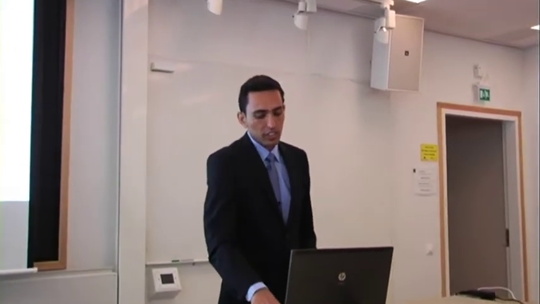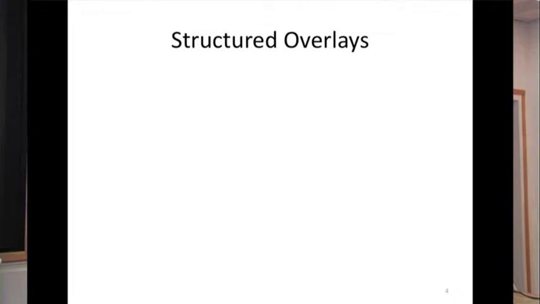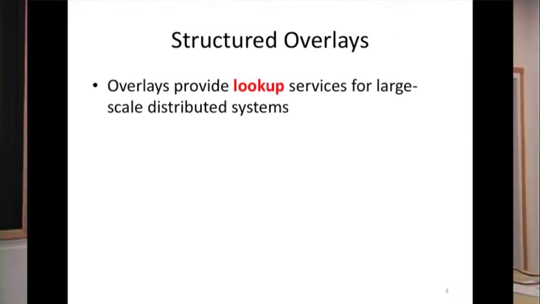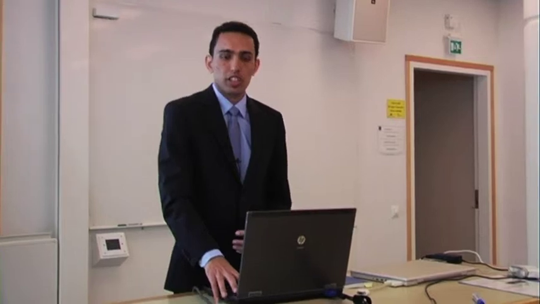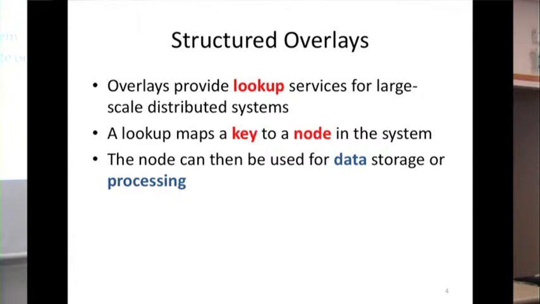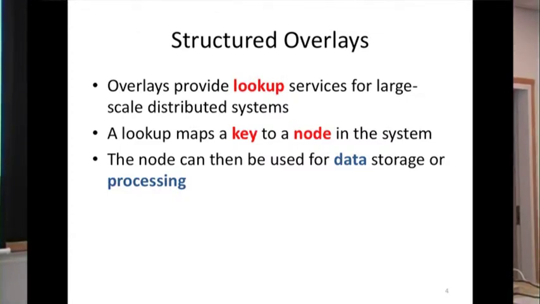Then comes the question of what a structured overlay is. Structured overlays are a kind of large-scale lookup service. You can have thousands and thousands of nodes, and it will give you a lookup service on top of that. What this lookup service does is map keys to nodes. Once you get a mapping like this, you can use that node for, let's say, data storage or processing or whatever. In our context, we are talking about data only.